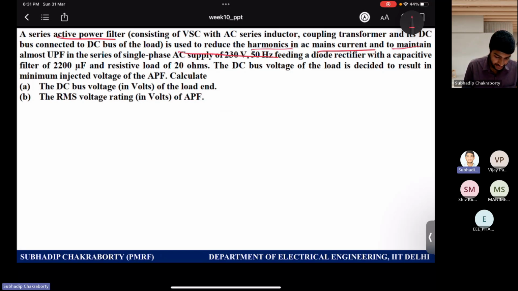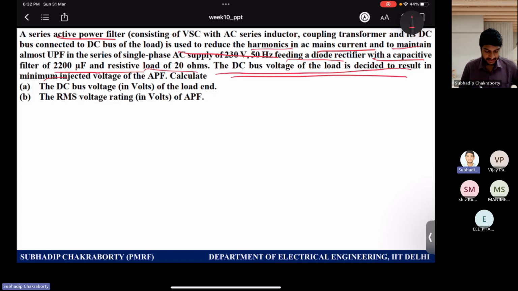And what is the application? The application is an RC filter, a diode bridge rectifier with a capacitive filter of 2200 microfarad and a resistive load of 20 ohms, just like the simulation we saw at the starting of the session. We saw the MATLAB simulation. Similarly, this is also the same, though the capacitor is a little more, 2200 microfarad, and this is the DC bus voltage of the load, decided to inject minimum voltage.